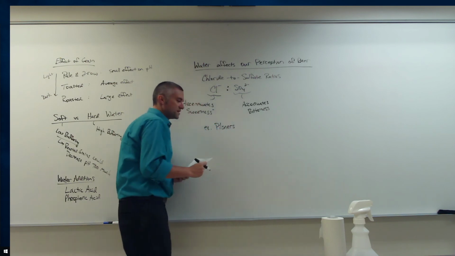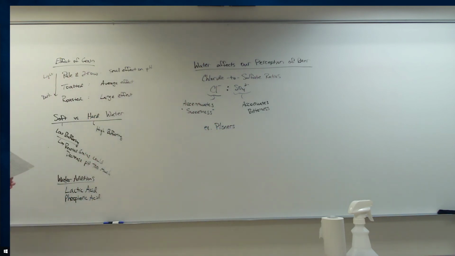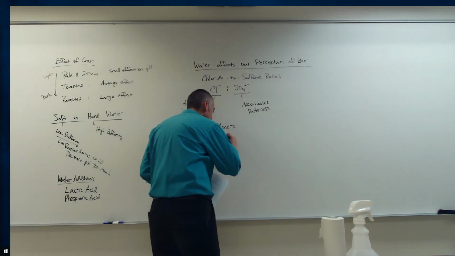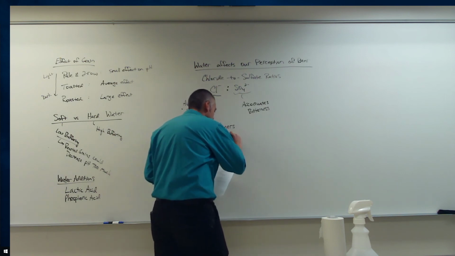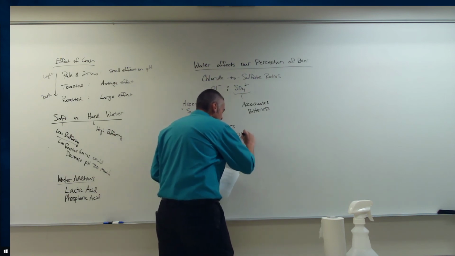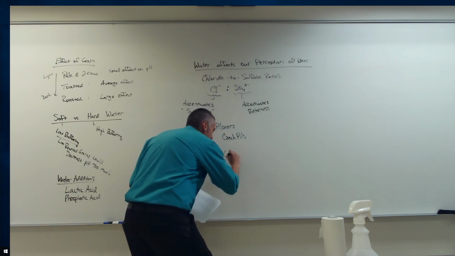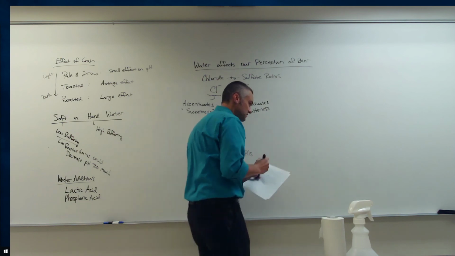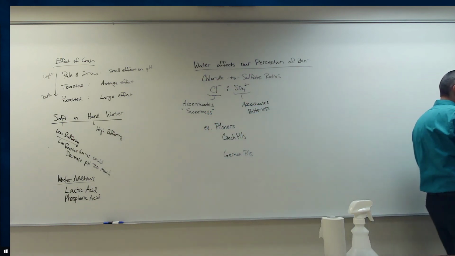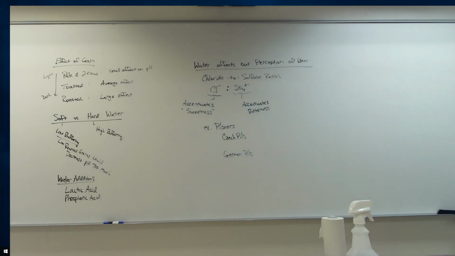Our example to demonstrate this, can't taste it, you have to take my word for it, are the Pilsners. We've got two Pilsners. We have the original, which is the Czech Pilsners. And then we have the copycats, which are the German Pilsners. And I say copycats because they basically are. All right?